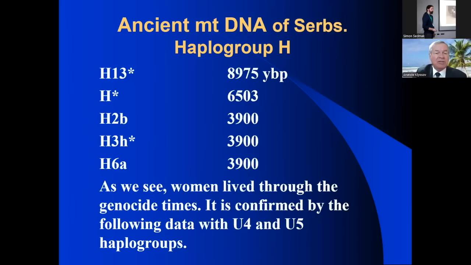Now, ancient mitochondrial DNA of Serbs. Now we talk about the bearers of haplogroup H and subgroups which were excavated on Serbian territory. H13, close to 9,000 years. So they lived a long time ago. H, 6,500 years. H1B, 3,900 years. H3H, 3,900 years. H6A, 3,900 years.